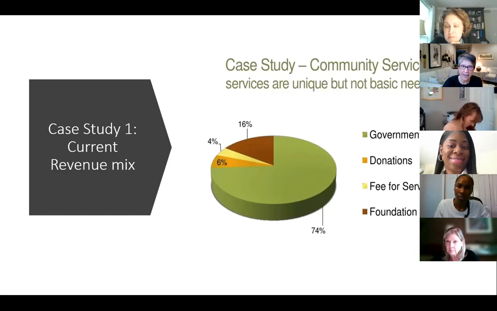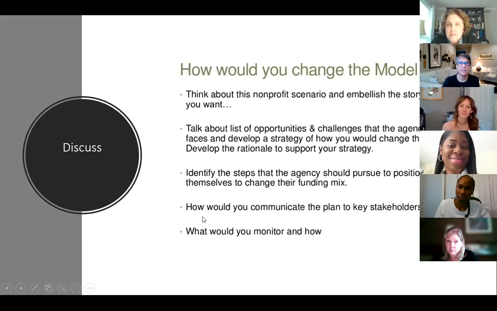So we're actually at our 20 minutes, and I just gave a heads up to Karen. So I think we're going to need to consolidate our thoughts right now and come up with some bullet points. Let's look at the last slide: talk about the opportunities and challenges, identify the steps that the agency should pursue to position themselves to change their funding mix. How would you communicate the plan to stakeholders? What would you monitor and how? I think we came up with some great opportunities and challenges. Let's get some steps together.